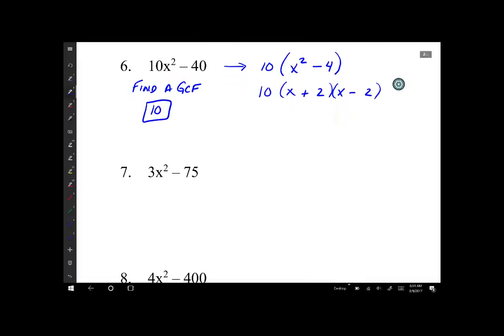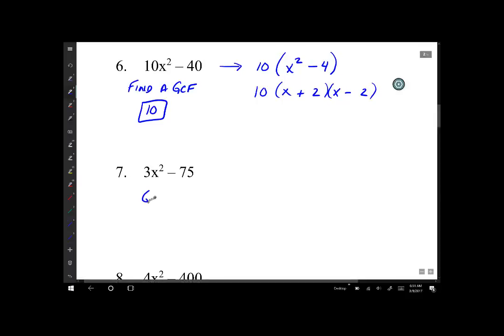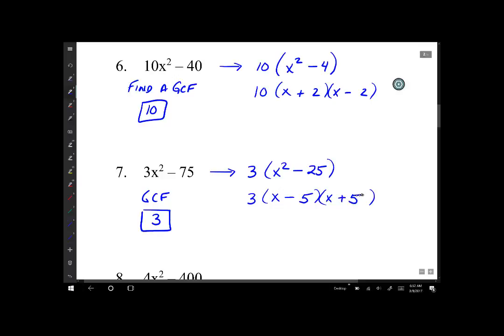Let's look at number 7. 3x squared minus 75. Let's think about what is the GCF between 3 and 75. Well, the GCF is 3, so we're going to take that 3 out, and that's going to leave us with x squared minus, well, 3 times 25 is 75, so 25. Since 25 is a perfect square and we have a minus in between, we can factor this as the difference of 2 squares. x minus 5, x plus 5, times a 3 on the outside.